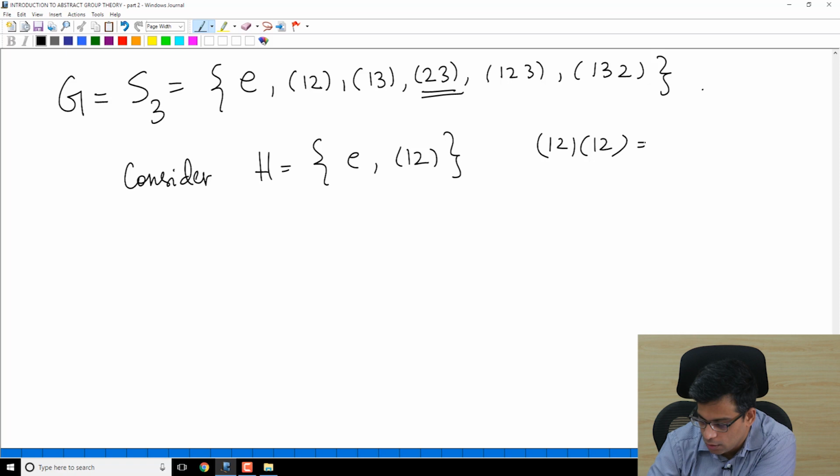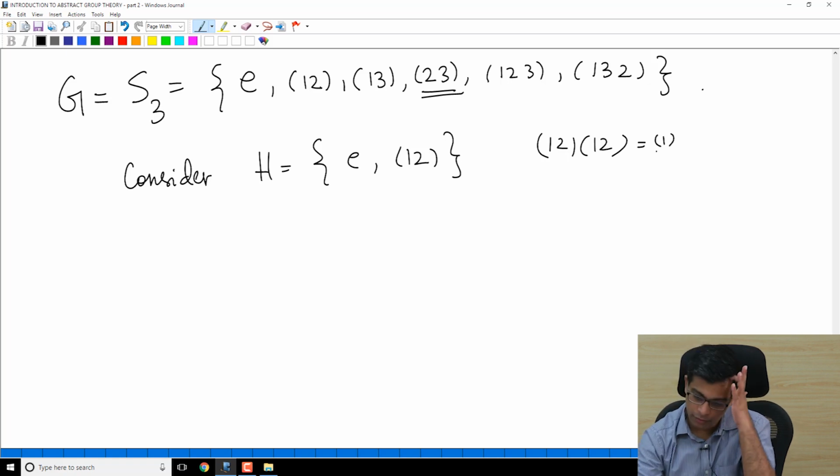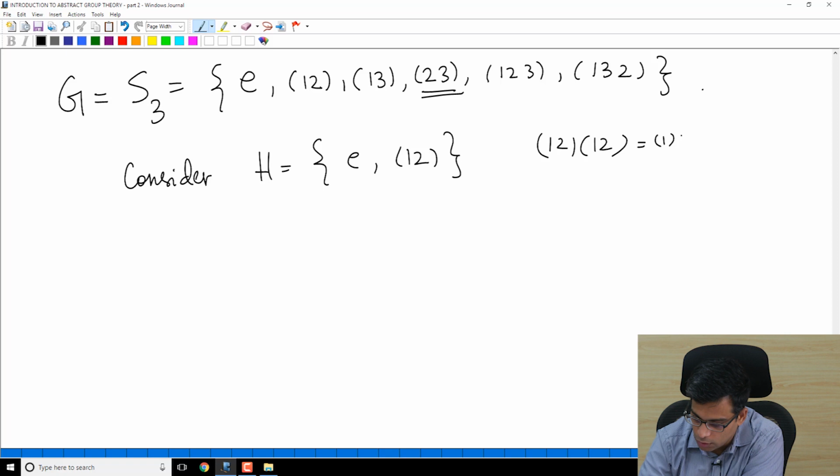For example, under the product, where does 1 go? 1 goes to 2 under the first element, then 2 goes to 1 under this. So 1 goes to 1, so there is no need to write it. If a number is not there, it is basically by itself within the bracket. 2 goes to 1 under the first function and 1 goes to 2. So 2 goes to 2 under the product. Similarly, 3 goes to 3. So this is E.